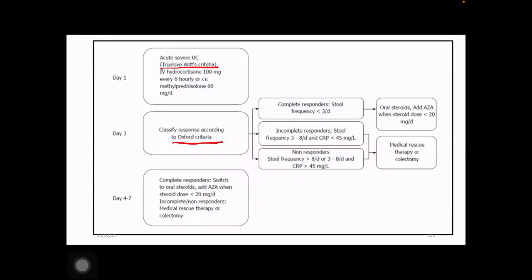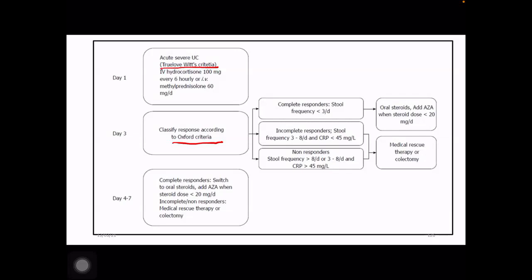You start the patient on IV hydrocortisone, 100 mg on day 1. Day 3, you assess the response. How do you assess the response? You follow Oxford criteria, based on whether the stool frequency has come down and whether CRP level has come down. If it has come down, the patient has responded, switch over to oral steroids.